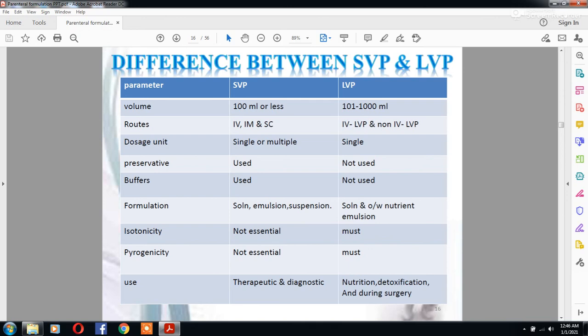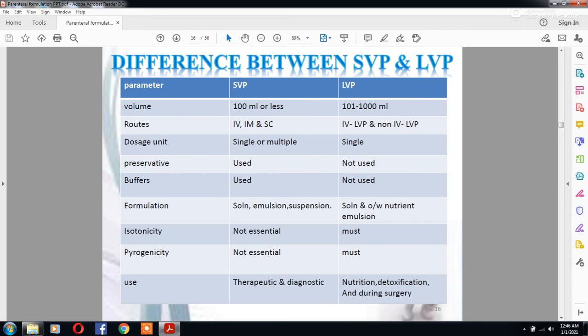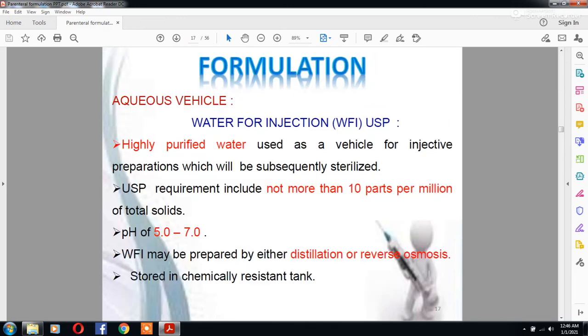Now come toward the uses. You can see here that SVP are small volume parenterals used for therapeutic and diagnostic purposes, while LVP is used for nutrition, detoxification, and during surgery.